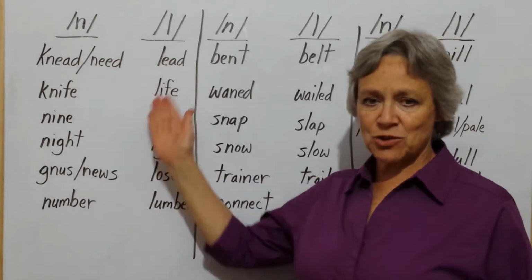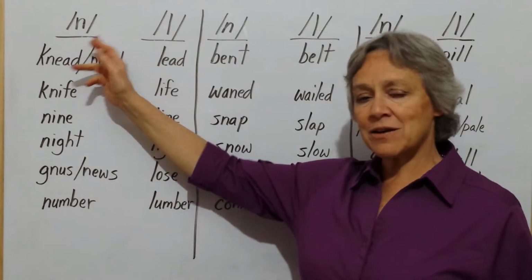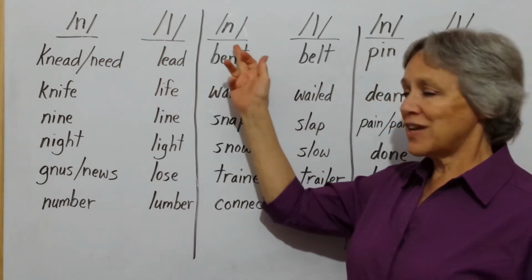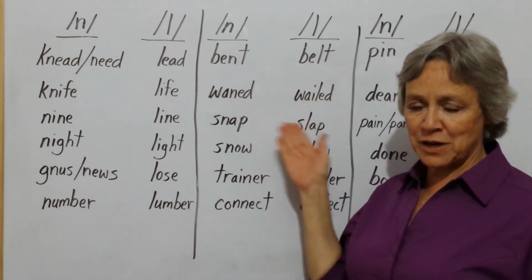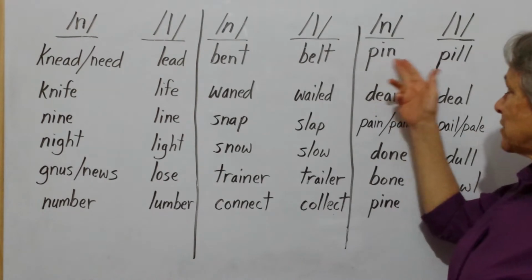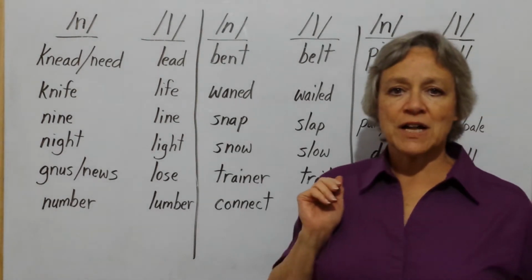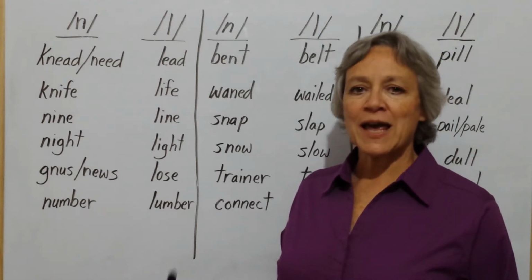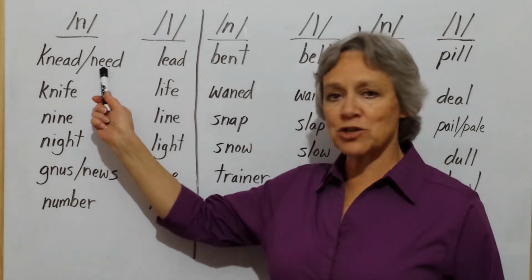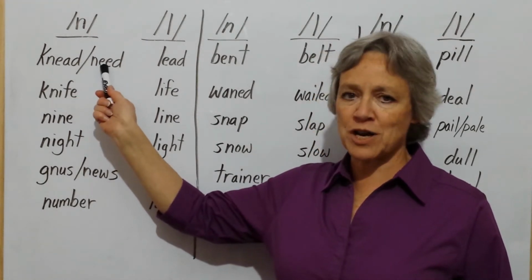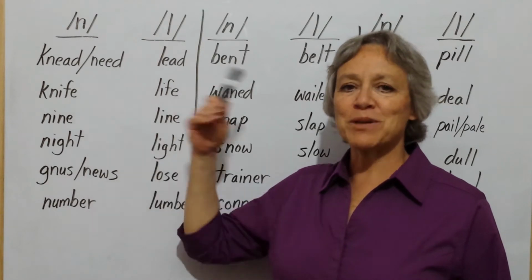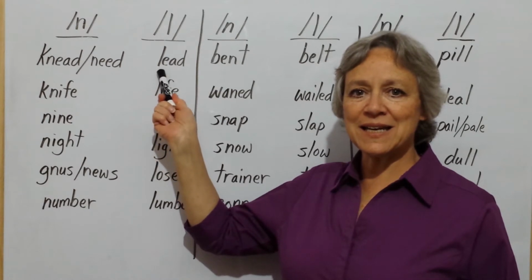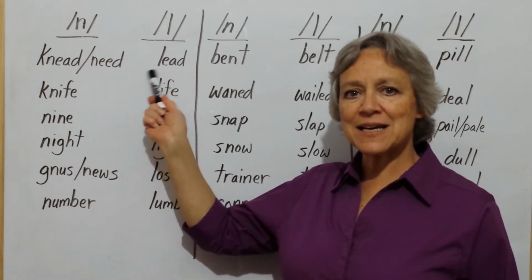The words in these two columns have either n or O at the beginning of the word. The words in these two columns have n or O in the middle of the word. And the words in these two columns have n or O at the end of the word. Please practice saying these words with me. And as in the last section, when I have two words together, that means that the two words are pronounced in the same way, okay? Please repeat these words after me. Need, lead, need, lead.